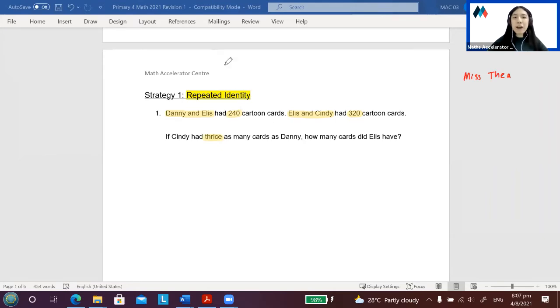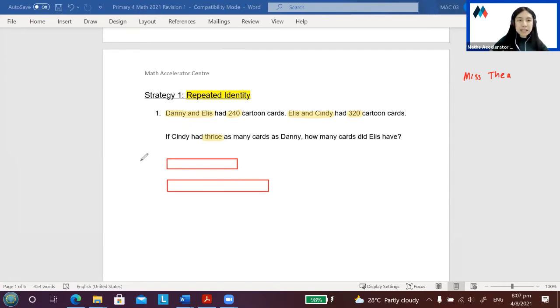So now let's start by drawing our model. We have everything we need. Danny and Alice had 240 cartoon cards. Alice and Cindy had 320 cartoon cards. So this first one is Danny and Alice. I will call it D plus E. Second one is Alice plus Cindy, so I will call it E plus C. This here is 240. This here is 320.